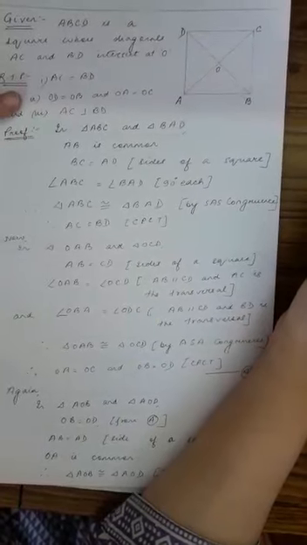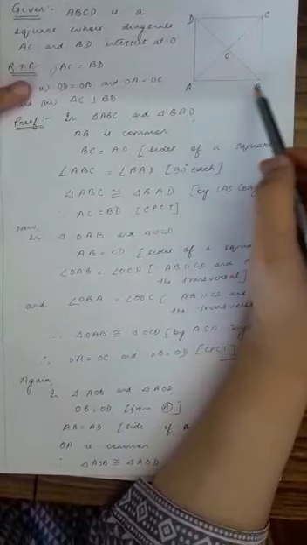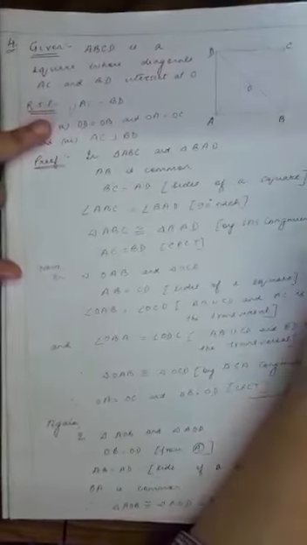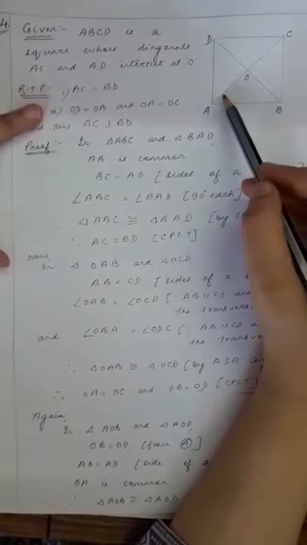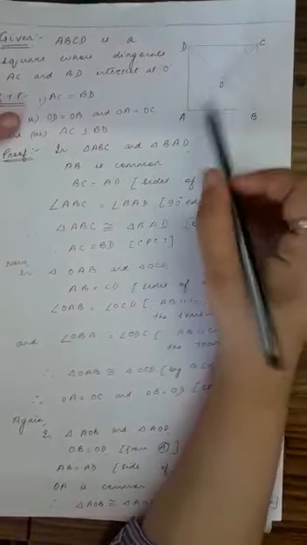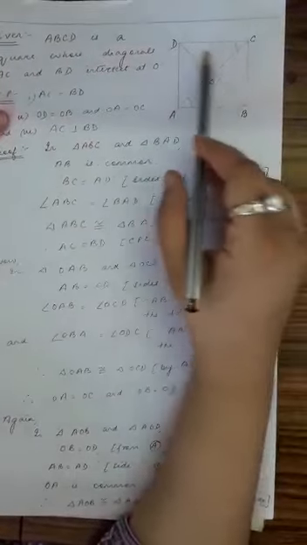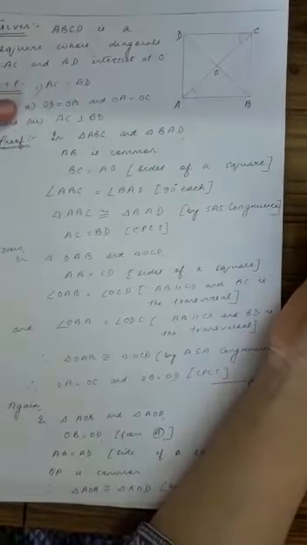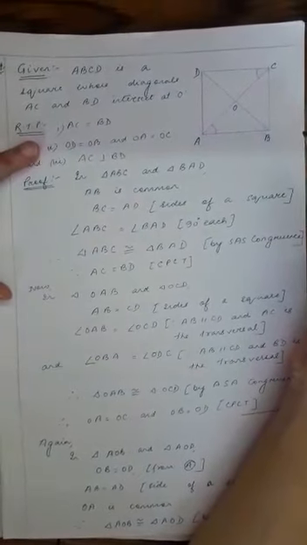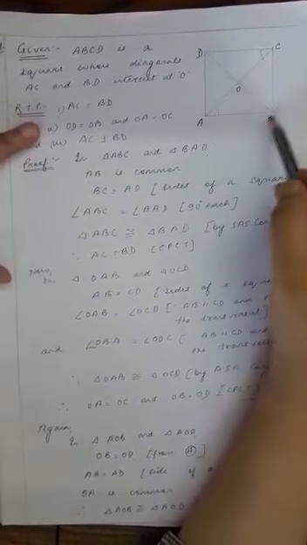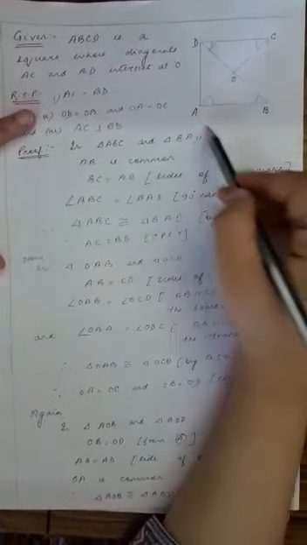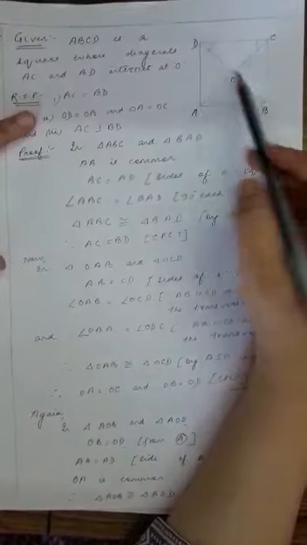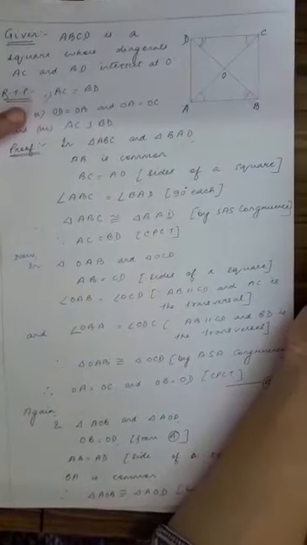Next, for the second one, let us consider the two triangles OAB and OCD. In these two triangles, AB is equal to CD, sides of a square. Then angle OAB is equal to angle OCD. Why? Because AB is parallel to CD and AC is the transversal, so this becomes alternate angles. Similarly, angle OBA is equal to angle ODC. Why? Because again AB is parallel to CD and now BD is the transversal, so they form alternate angles.